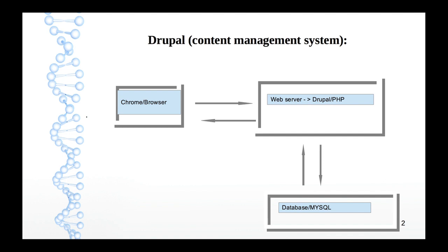So the first communication starts from your browser. The browser is called your client software. There are several browsers, for example Firefox and Internet Explorer. Whenever the first request starts from your browser, it goes to the remote server, where a web server is running, and the web server contains Drupal and PHP. Based on the request type, it also queries the database, which is MySQL here.